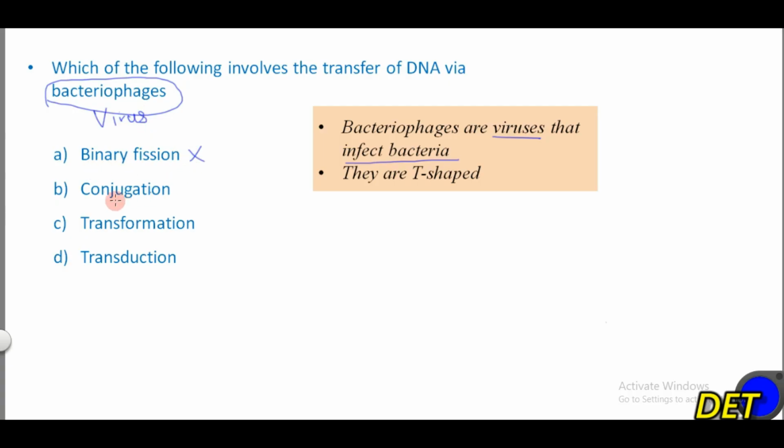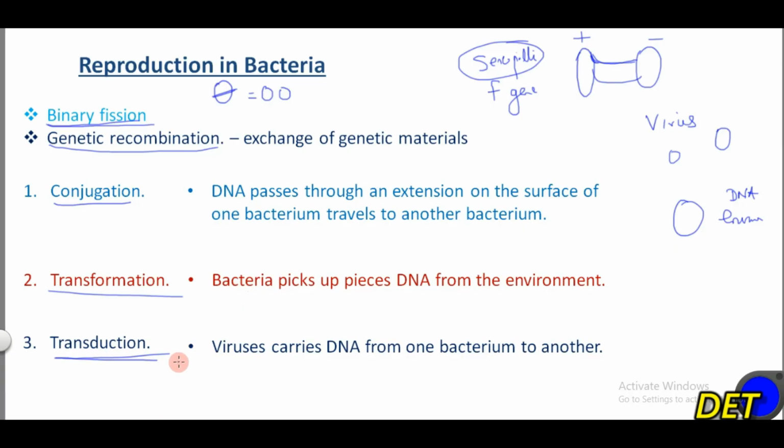Is it binary fission? No. Conjugation? No. Transformation? No. It's transduction, right? So remember what we said: when it involves a virus carrying DNA from one bacterium to another, we call that transduction. When it involves bacteria picking up DNA material from the environment, we call that transformation. And when the DNA material passes from one bacterium to another, as we described here, we call that conjugation. But the major mode of reproduction in bacteria is binary fission, right?